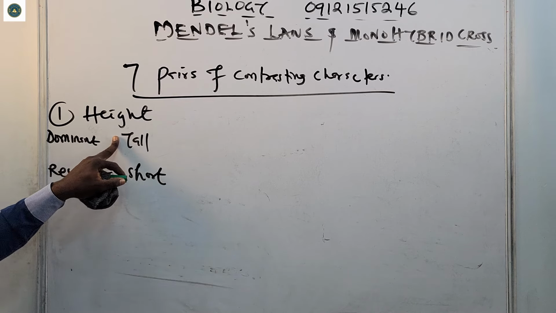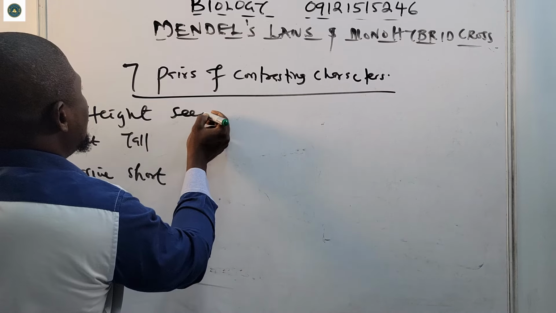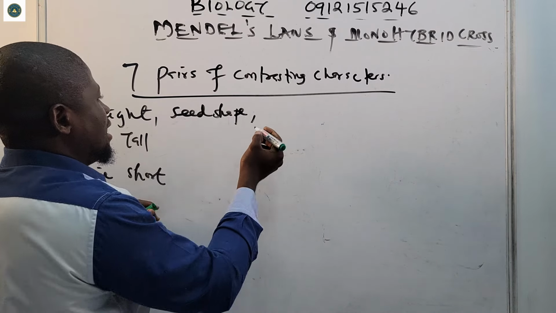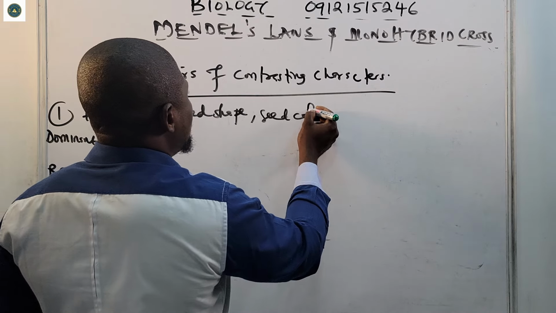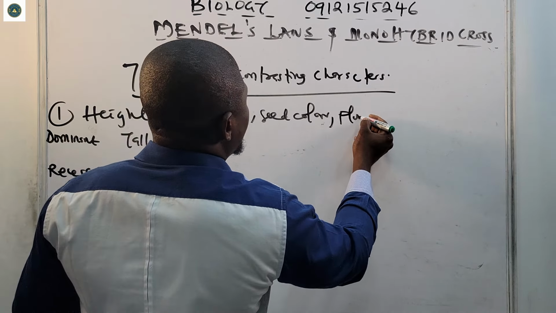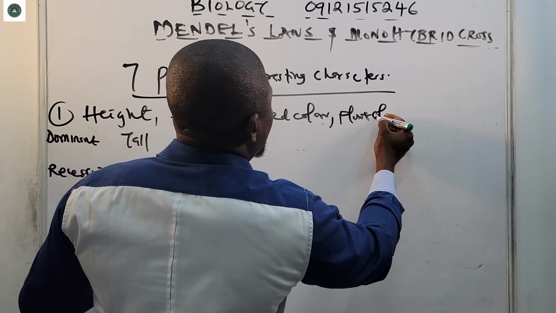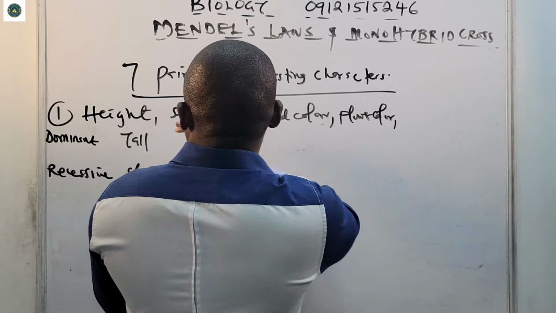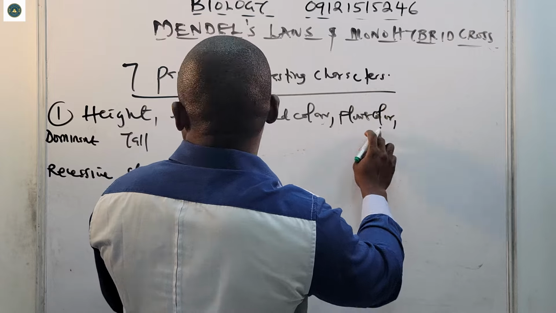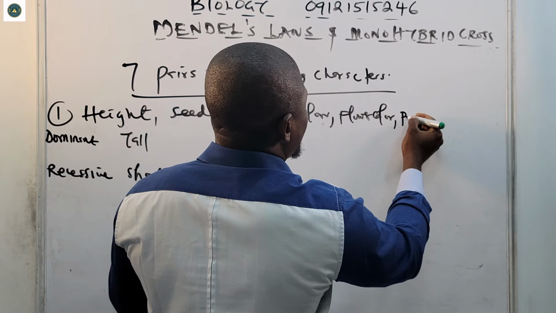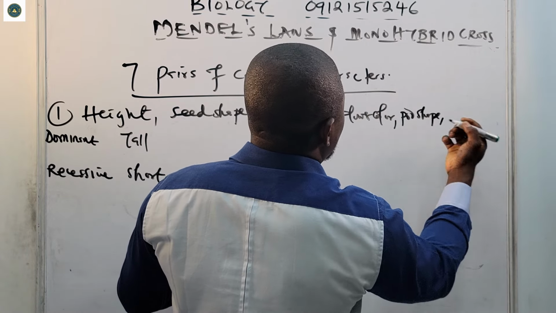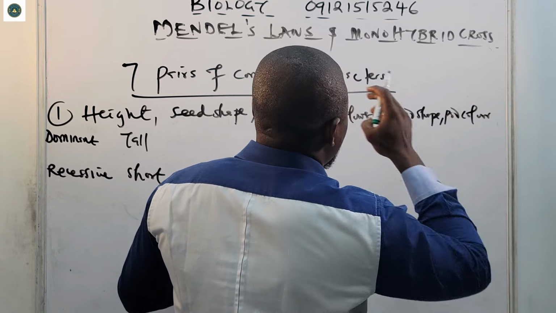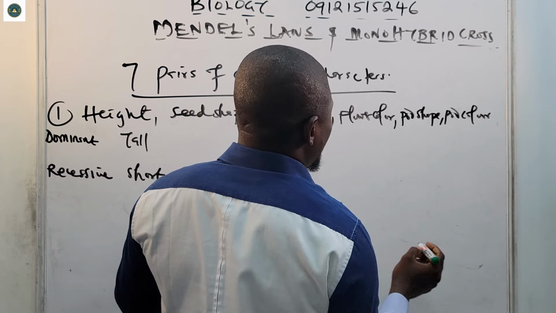Also the seed shape. Let me just name what these characters are. We have the seed color, we have the flower color. Will I have space to write all of them out? 1, 2, 3 for flower color. We also have pod shape, this is 5. Then we have pod color, this is number 6. Then we also have flower position.